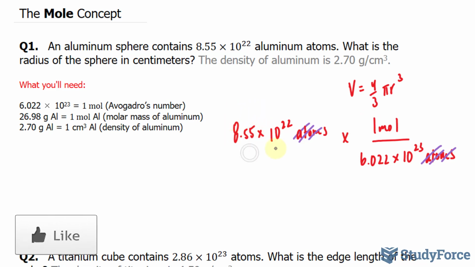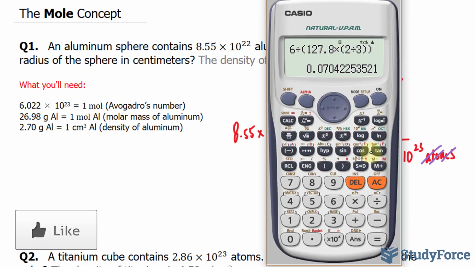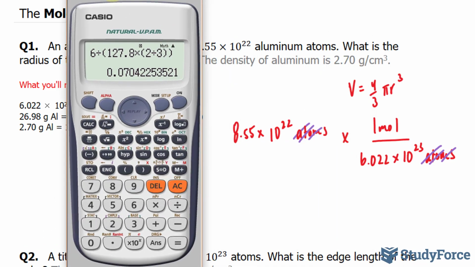So now all I have to do is take this number and divide it by 6.022 times 10 to the power of 23. 8.55 times 10 to the power of 22 divided by this gives us 0.1419. Now this has 3 significant figures, so everything after this one is insignificant.